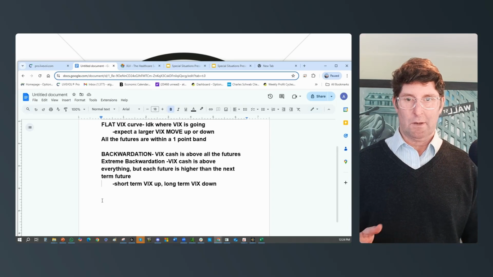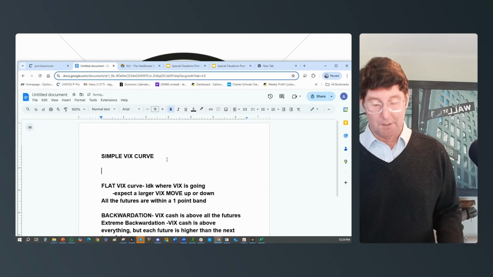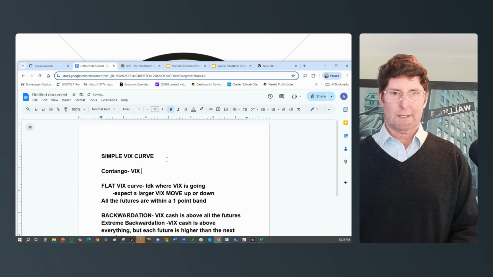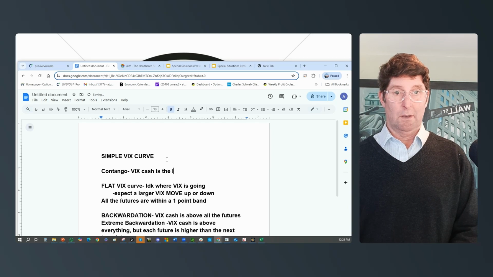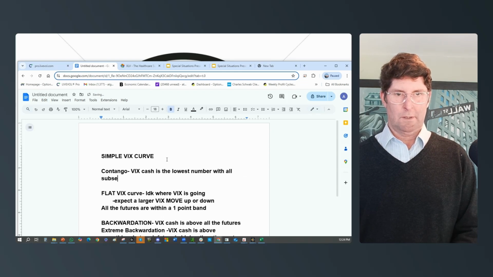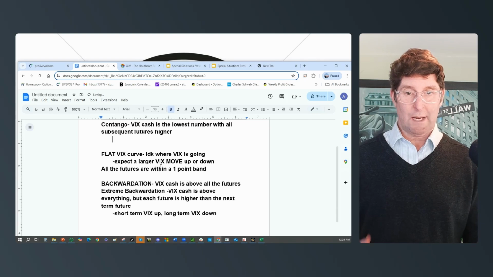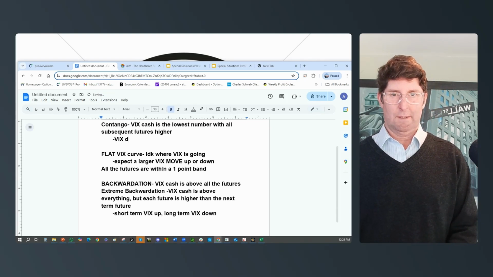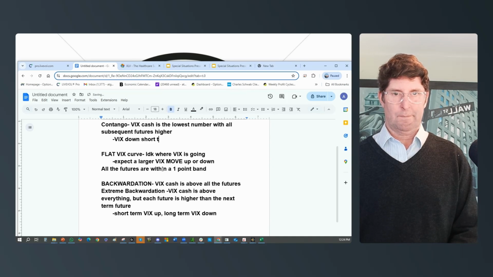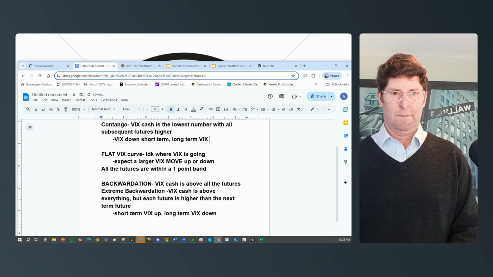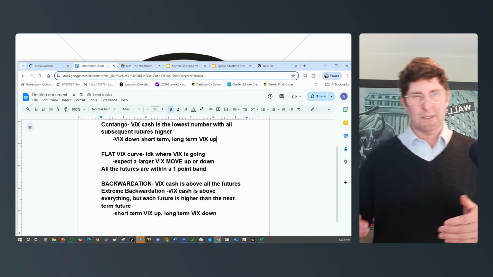Another example now here of curve number 3, and I'm going to put this up here because this is where VIX is most of the time. It's what we call Contango. And it's basically just the opposite of backwardation, right? Where VIX cash is the lowest number, with all subsequent futures higher. And in general, how VIX trades, right? Short term, VIX is down, but VIX rising long term. So usually within 30 days, VIX generally gravitates down.